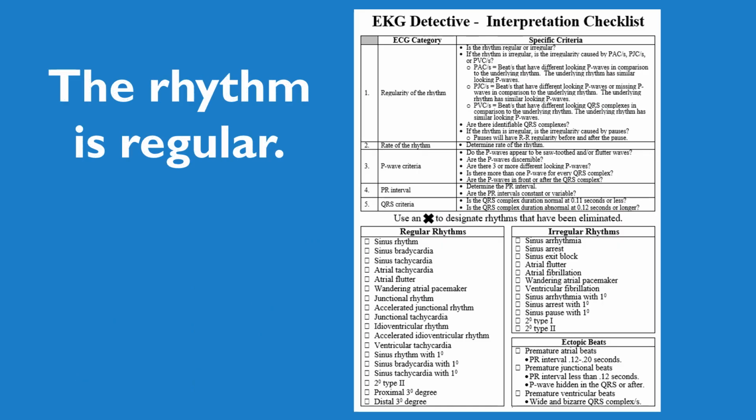Referring to the EKG Detective checklist, since the rhythm is regular, we're going to eliminate any of the rhythms that are irregular. We also can eliminate ectopic beats just because they are relatively uncommon in the setting of atrial flutter. But if they are there on the outside chance, they will present with abnormal P waves, like premature atrial beats as well as junctional beats will present, or they will have different looking QRS complexes like ventricular beats. But looking at our example, we don't have any of those, so we will also eliminate any ectopic beats.